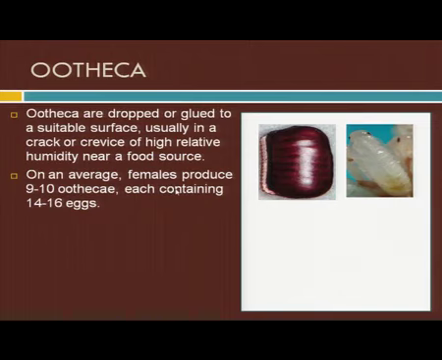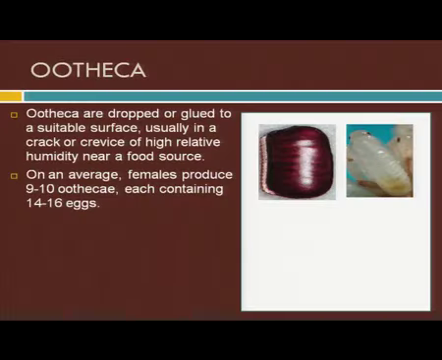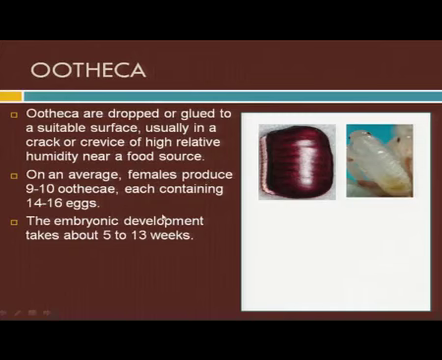So, what is ootheca? Ootheca is actually a structure comprising of eggs. One ootheca may contain up to 14 to 16 eggs, and on an average a female will produce about 9 to 10 ootheca, which is dropped onto a suitable surface where there is abundant supply of food for the young ones. When they hatch, they get a suitable environment plus food supply. And this embryonic development takes about 5 to 13 weeks.